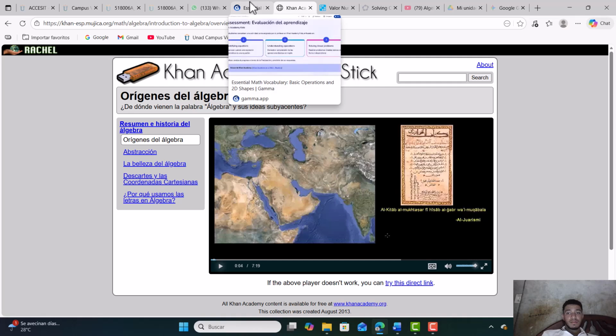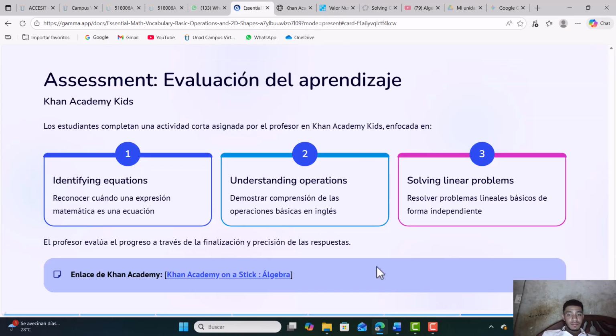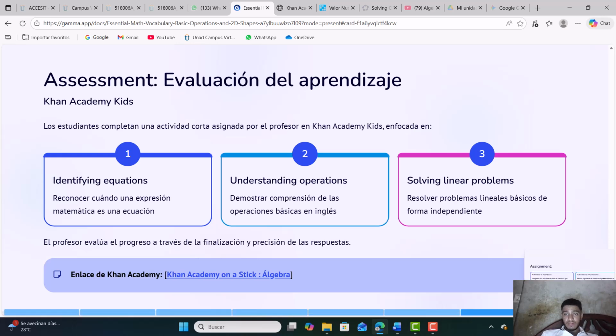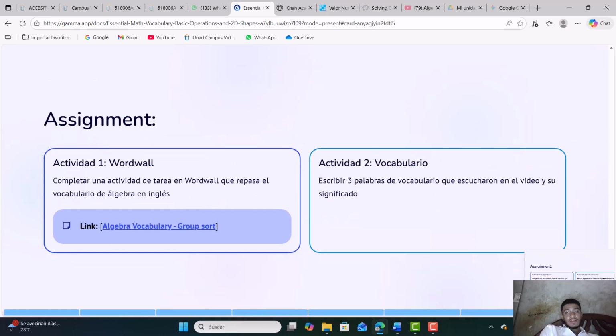Finally, let's talk about the final assessment. You will complete an activity assigned by your teacher in Khan Academy Kids. This assessment is focused on three areas. You understand operations, demonstrate comprehension of basic operations in English, and assessment in word activity. Complete one activity of task in word one that replaces the vocabulary of English algebra.